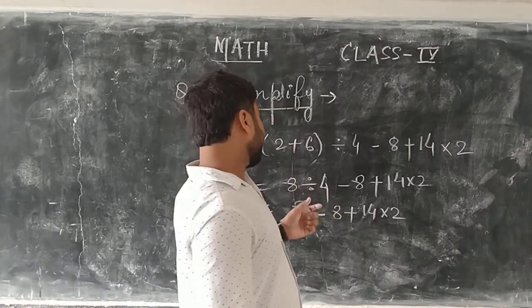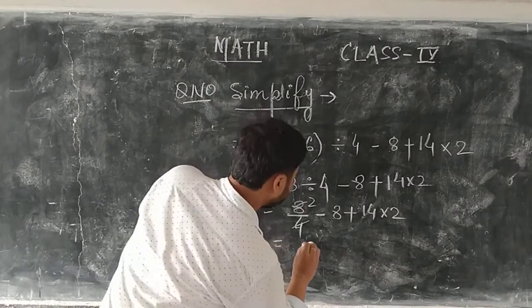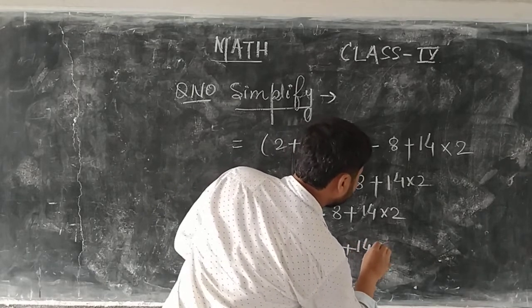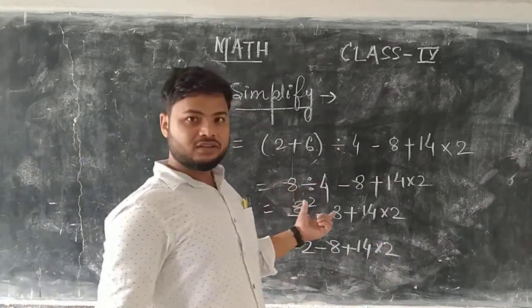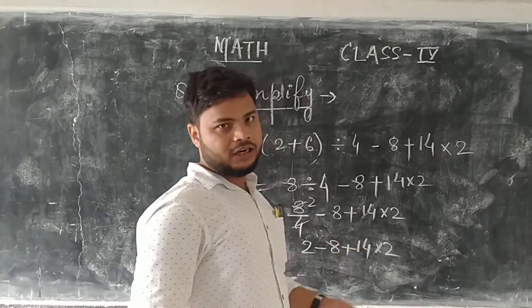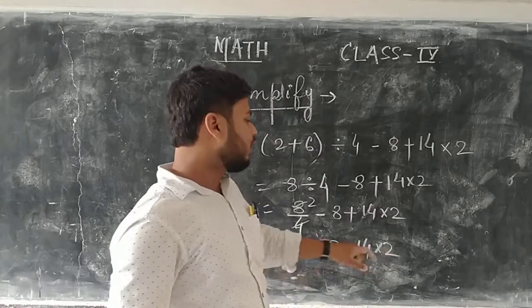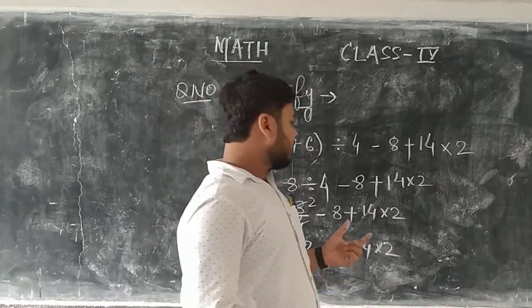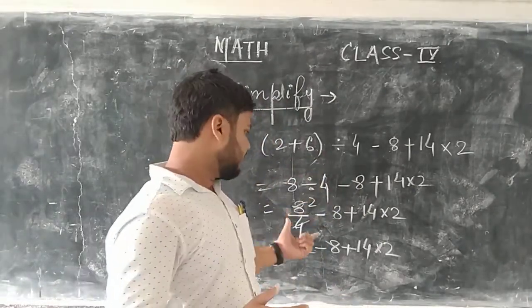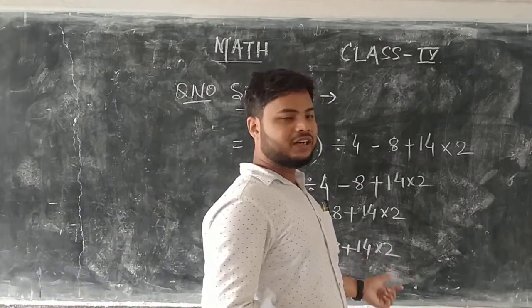We have completed this. After division, 8 divided by 4 means 2 minus 8 plus 14 multiplied by 2. Here the division operation is also completed. The remaining operations are subtraction, addition and multiplication. We will check which operation comes first. In BODMAS, after bracket comes of, not given, then division, and division work is completed here. After that comes multiplication, so we will work on multiplication here.